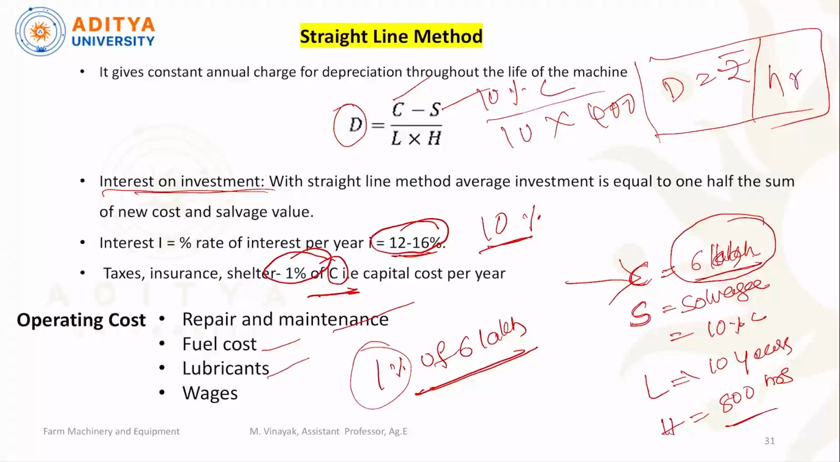These are the repair and maintenance cost, fuel cost, lubricant and wages cost. Generally wages cost nowadays can be considered 800 rupees per day. Suppose the farmer operates 8 hours per day, so 800 for 8 hours is 100 rupees per hour. Next one is the lubrication cost, which should be 10 percentage of the fuel cost. Next, the repair and maintenance cost will vary.